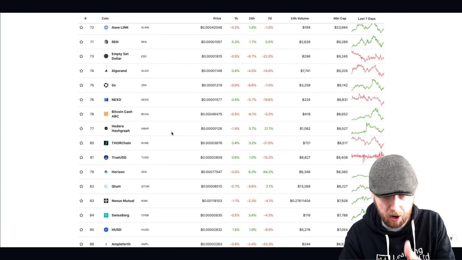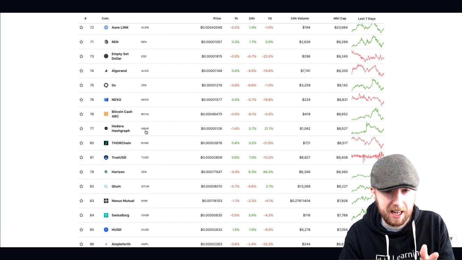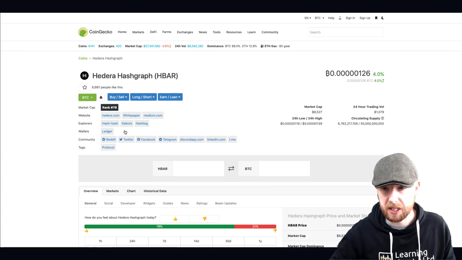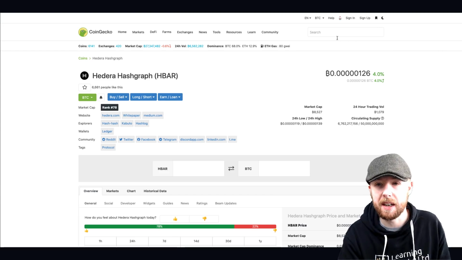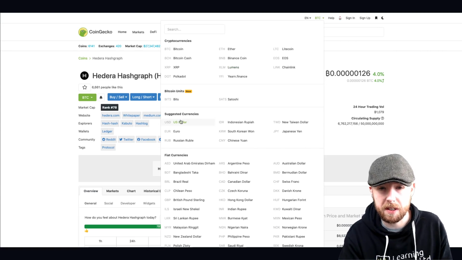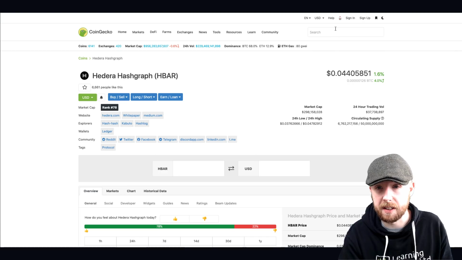Hedera Hashgraph, right? It's been mentioned a lot. You obviously do your fundamental research. You understand what it's doing, how it's working. Now, you've got the BTC pair and price here. Nice and easy. If you want to look at the USD price, go for it. It's 4 cents. Happy days.